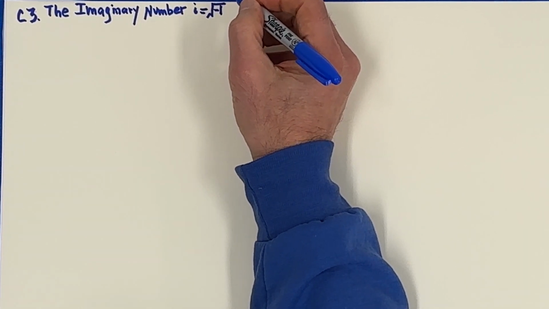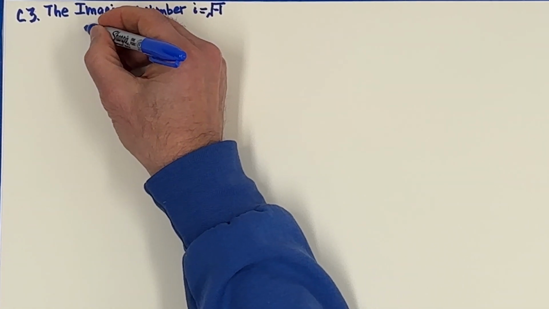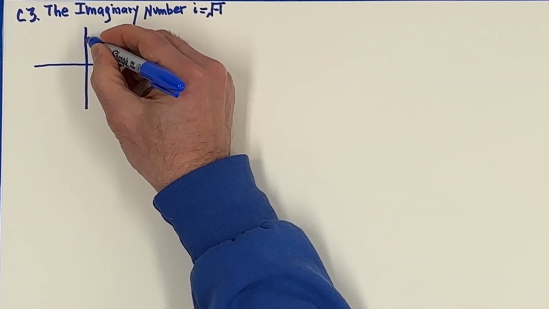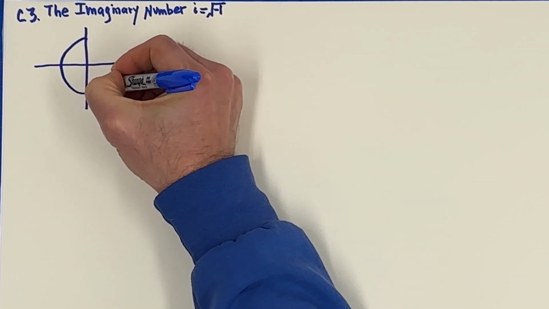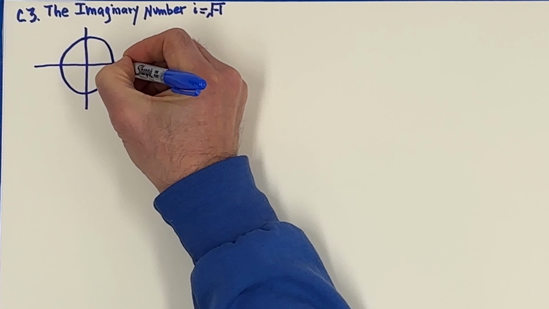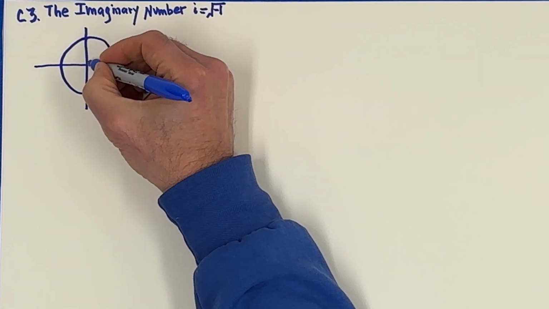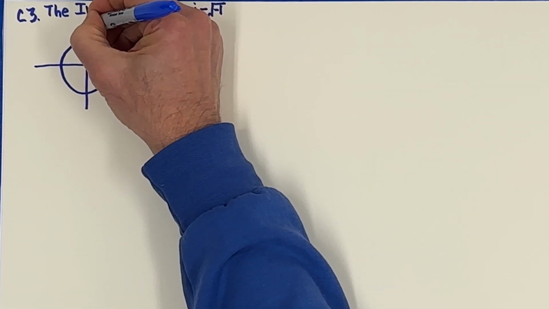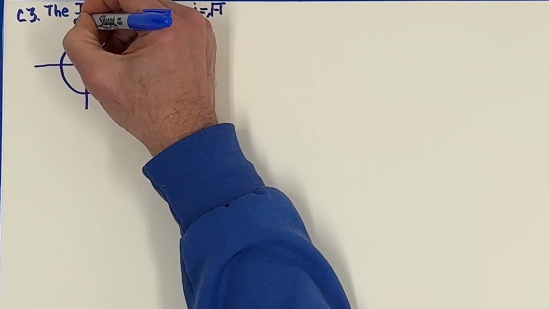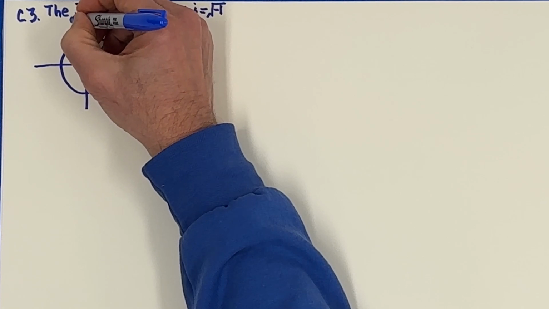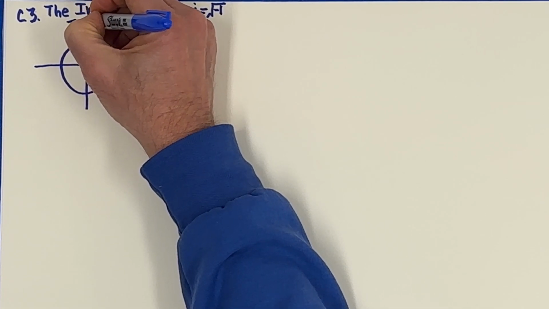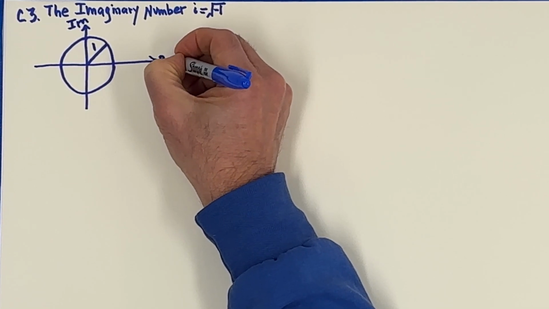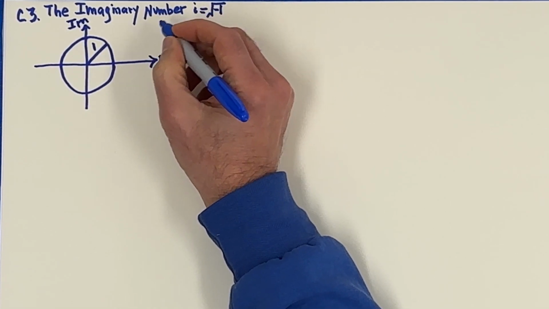Now, to get an understanding of this, I'm going to draw a circle. And this circle has a radius of 1. Now, this axis that's vertical is going to be called the imaginary axis, Im. And this axis here is going to be called the real axis, Re.